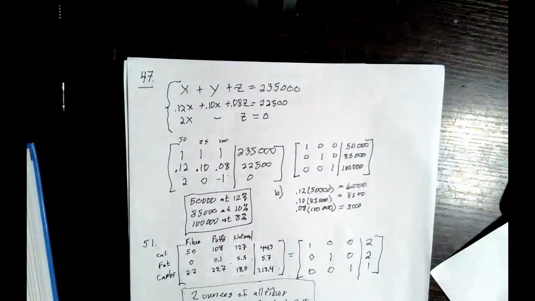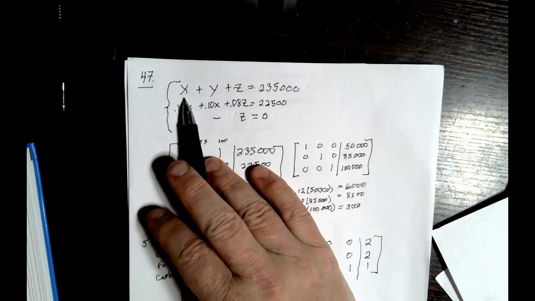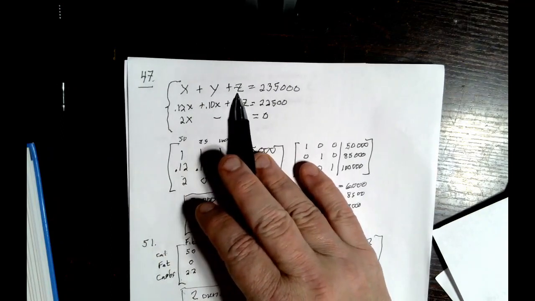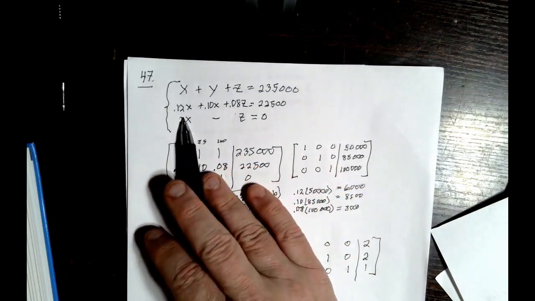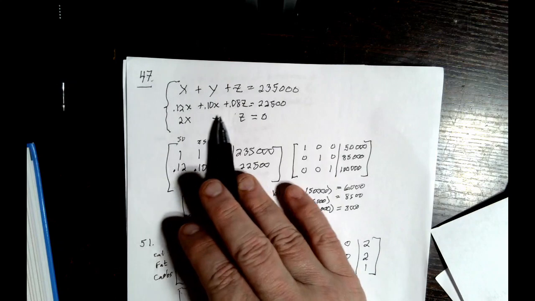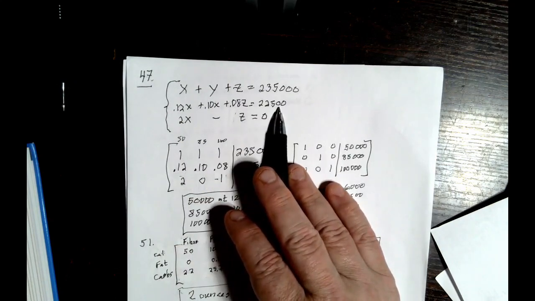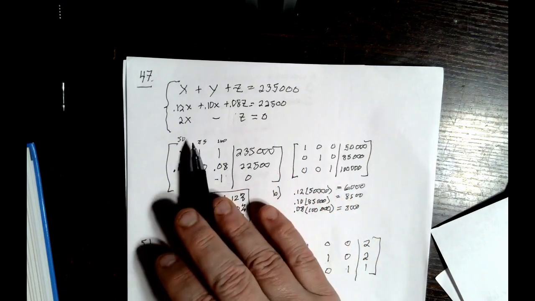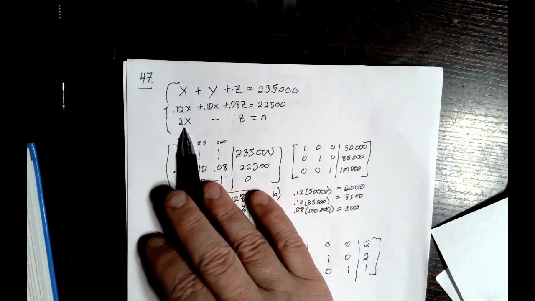Okay, now 47, that one's definitely a tricky question. Okay, 47 says a man has $235,000. He invests in 3 properties, so I call them the dollar amount for each property X, Y, and Z. And it's $235,000. Alright? So then they say one earns 12%, one earns 10%, and one earns 8%, totaling $22,500 in income. And then they finally say the 8% amount is twice that of the 12% amount.